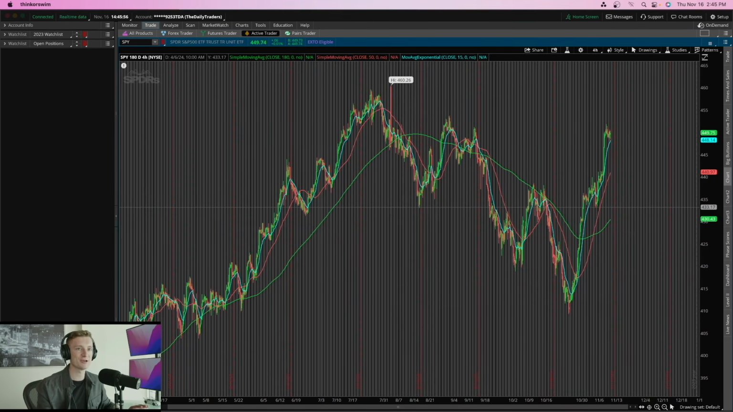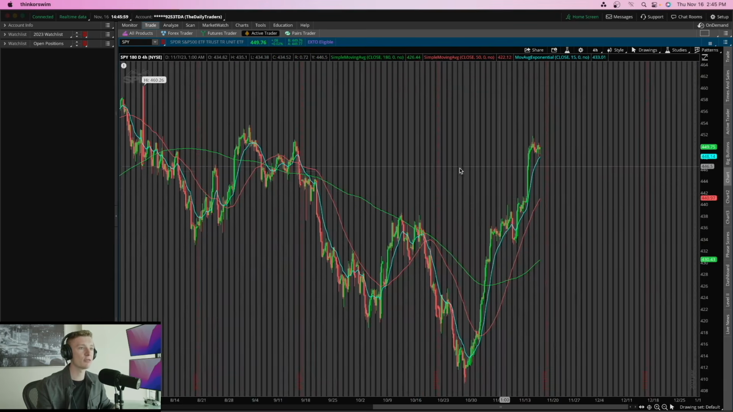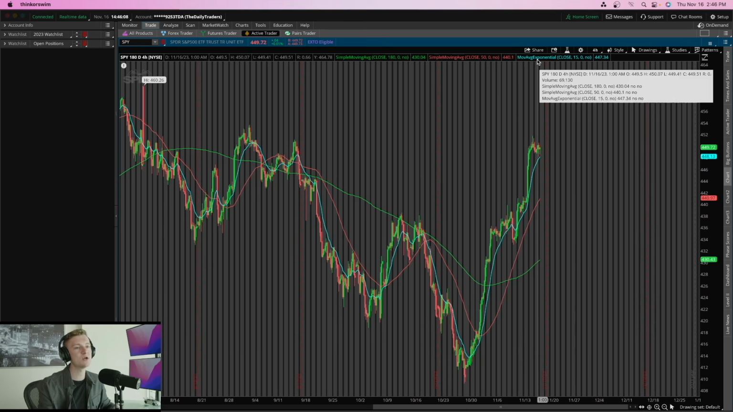We've got our ThinkorSwim platform set up. We've got our 3 moving averages. Okay, we've got the 180-day SMA, which is green. We've got the 50-day SMA, which is red. And we've got the 15-day EMA, which is blue.